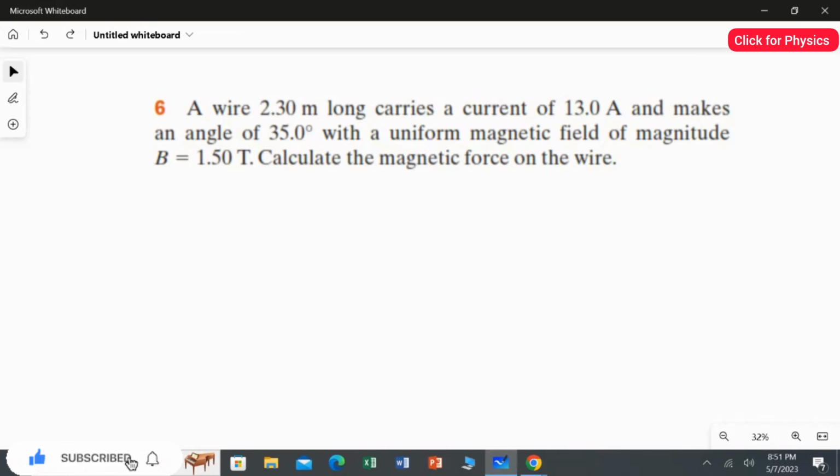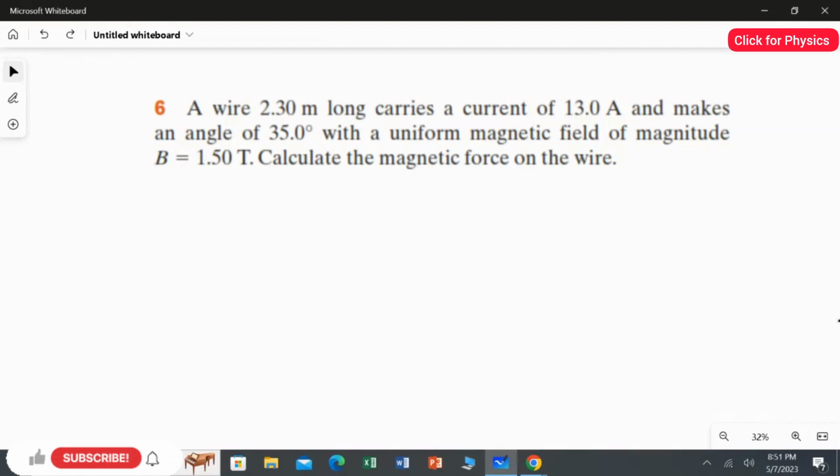So in this question, we are going to find the magnetic force on the wire with the information of the length of the wire as well as the current in the wire. Also, this is kept in the uniform magnetic field at an angle of 35 degree, and the uniform magnetic field takes the value of 1.5 Tesla.